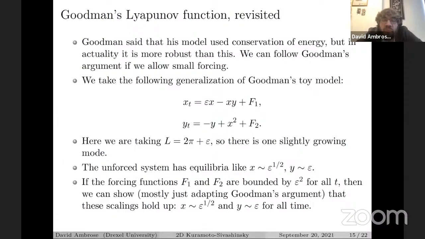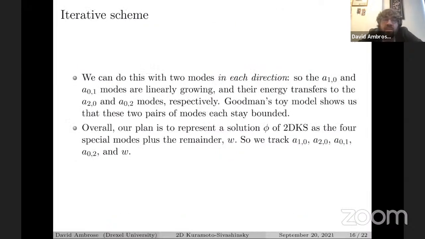Okay, if f1 and f2 were 0, you could solve for the equilibria in the ODE system. You would get x is like epsilon to the 1/2 and y is like epsilon. And the behavior of the forced system should follow that. We expect solutions to tend to x being epsilon to the 1/2 and y being like epsilon over time, at least if f1 and f2 are small enough. And so we can prove that if f1 and f2 are bounded like epsilon squared, it actually just needs to be smaller than epsilon to the 3/2, but epsilon squared works for us. If f1 and f2 are bounded like epsilon squared for all t, then we can show that the scalings hold up over time, that x stays bounded like epsilon to the 1/2 and y stays bounded like epsilon, at least if they are initially taken to be of that size.